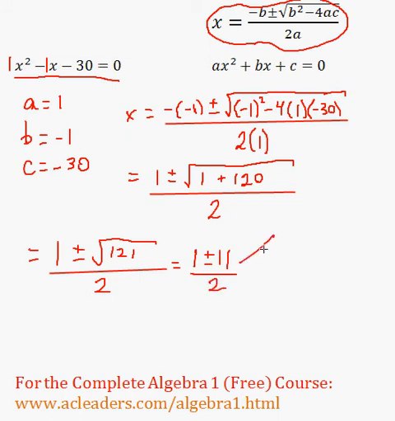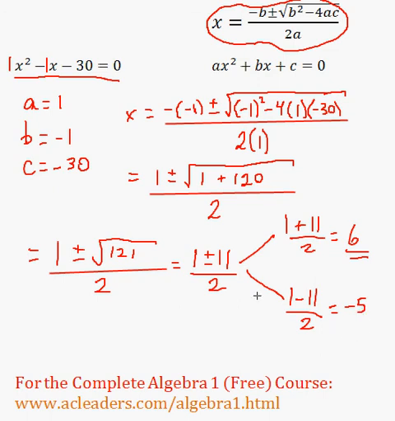So now I'm going to break things down into two parts, right? The first one will be 1 plus 11 over 2. And the second solution will be 1 minus 11 over 2. Okay, so 1 plus 11 is 12. 12 divided by 2 is 6. Second answer, 1 minus 11 is negative 10. Negative 10 divided by 2 is negative 5.